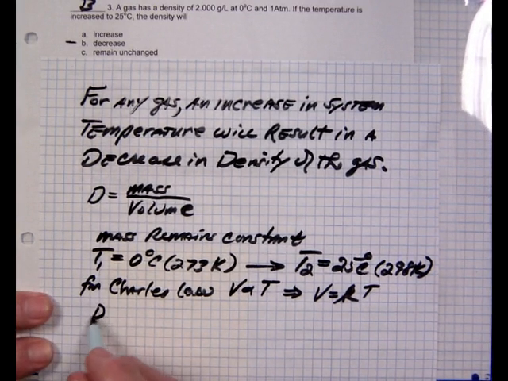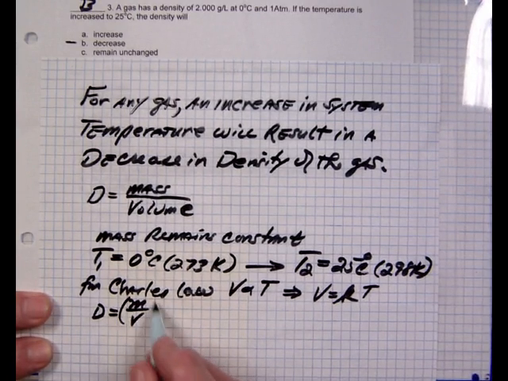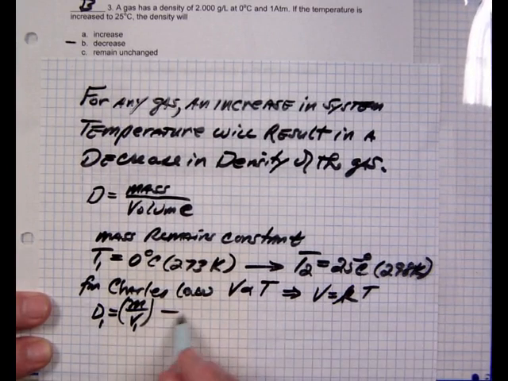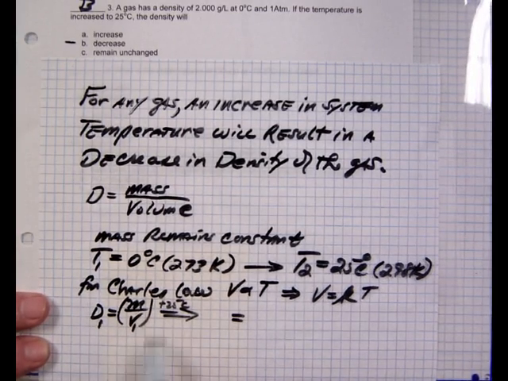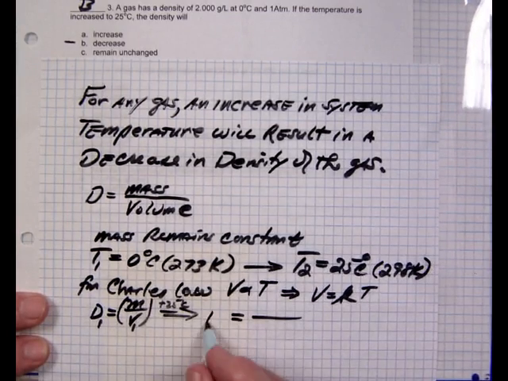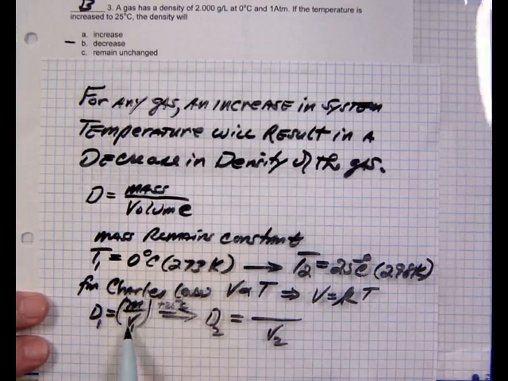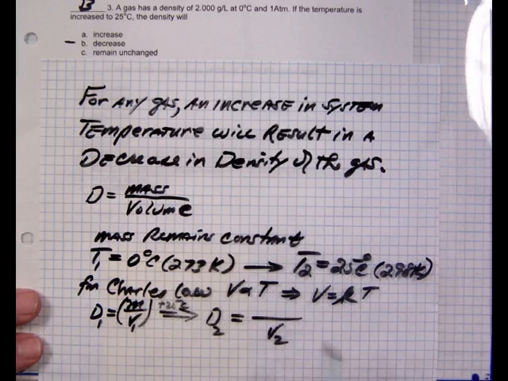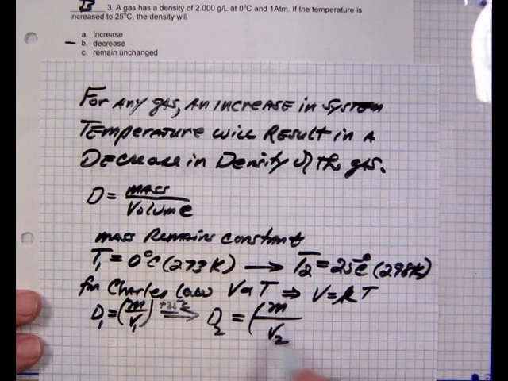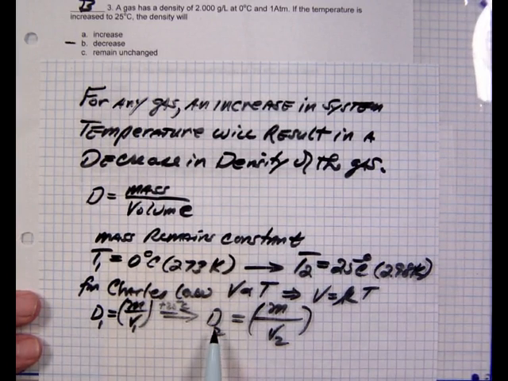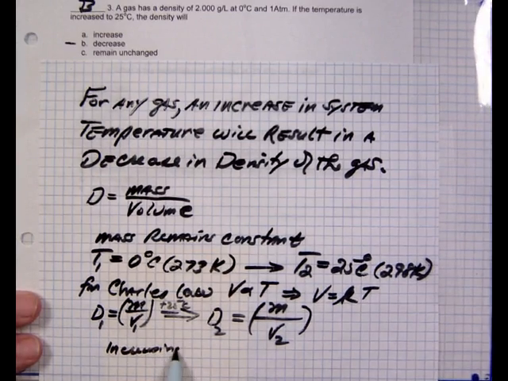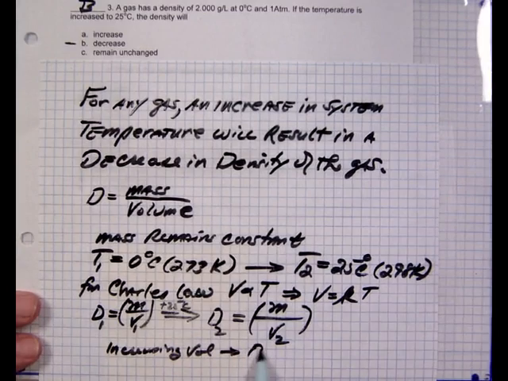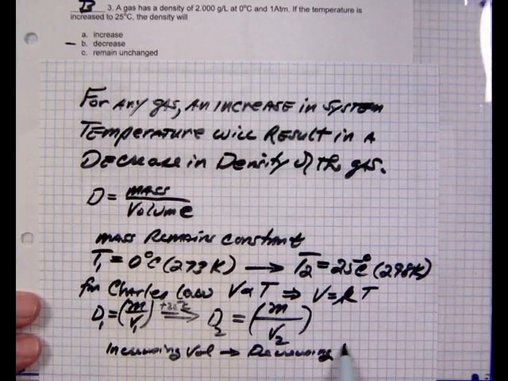So if we take the density is equal to a constant mass over volume 1, density 1, and increase the temperature to 25 degrees C, then what will happen to the denominator here, density 2, will go to, well, volume 1 will go to a larger volume at a constant mass. As we increase the denominator in the ratio, the function density 1 will decrease to density 2. So increasing volume gives decreasing density.